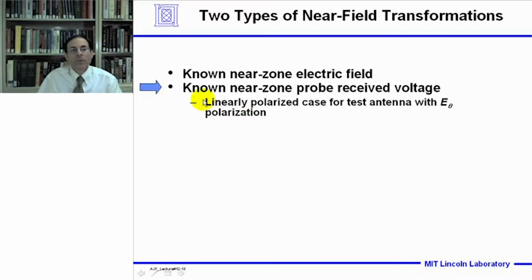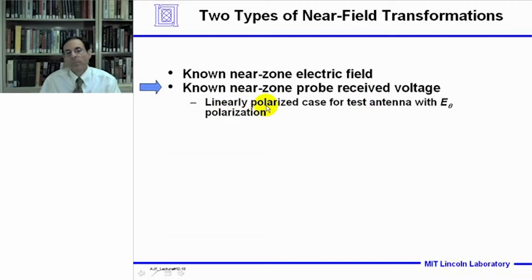Now we're going to discuss the case where we have a known near zone probe received voltage, because for an actual near field testing system, we would use a probe to receive a voltage where we would not directly know the near zone electric field. We have to compute that separately. So now we consider the case of a known near zone probe received voltage, which corresponds to the practical case of a near field scanning measurement system.